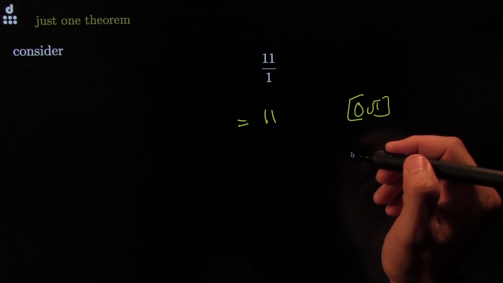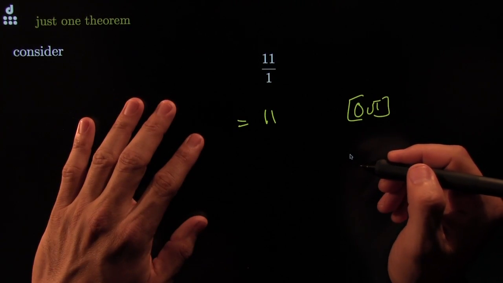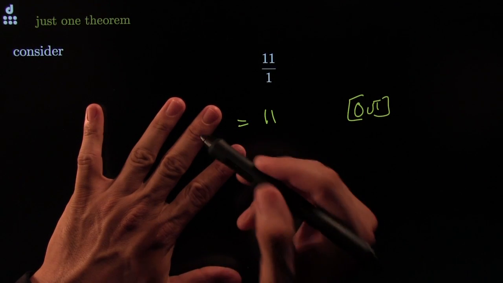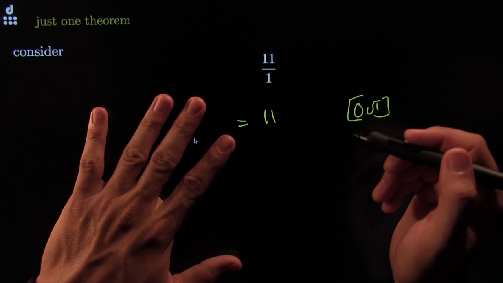And I think that will do it for us. Super easy lecture today. We just did 3 things. We did the definition of a fraction, we did the just 1 theorem, and we did the one under theorem.